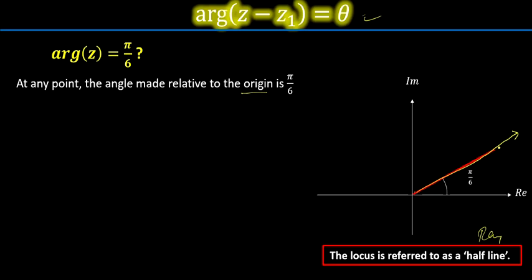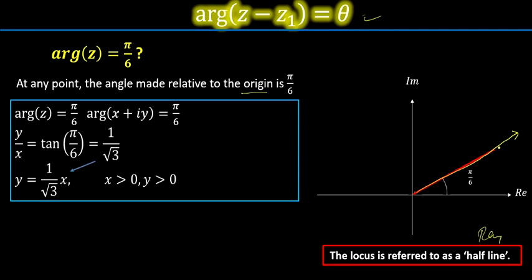Is that clear? In this type of equation, the drawing is not a line but a half line. Half line means a point is fixed, and the other end can be extended, not to both sides. You cannot extend a half line to both sides.